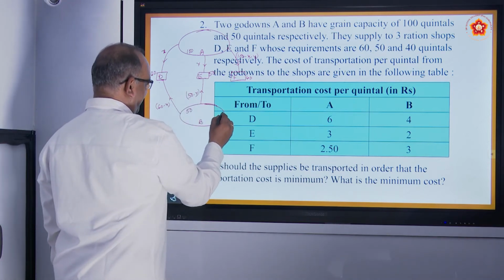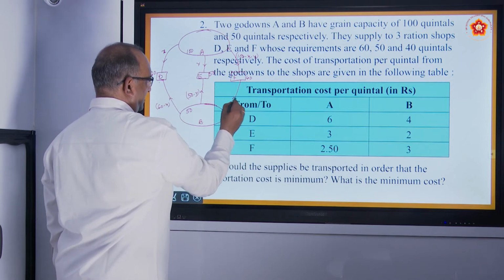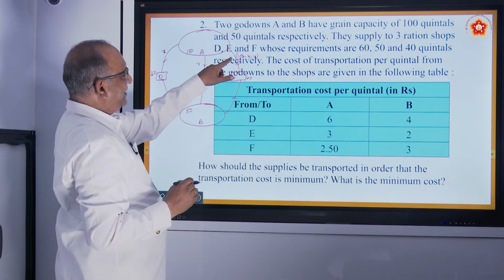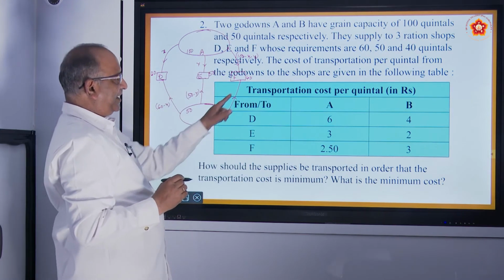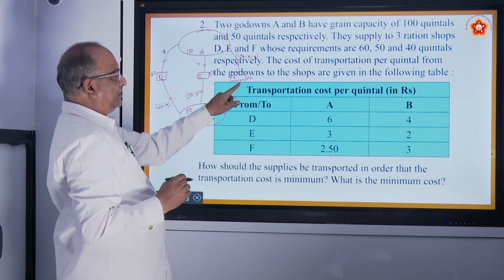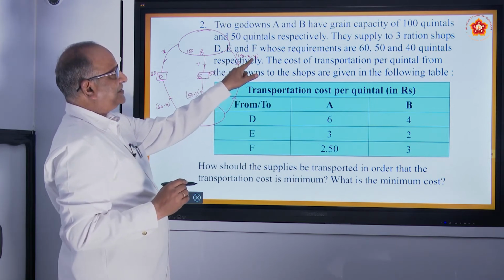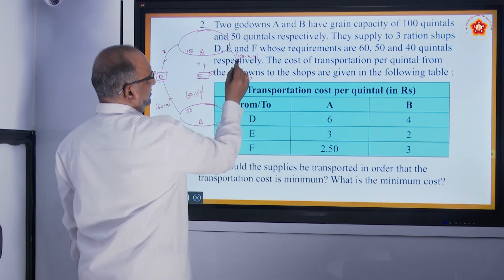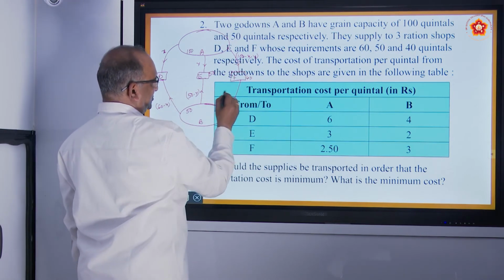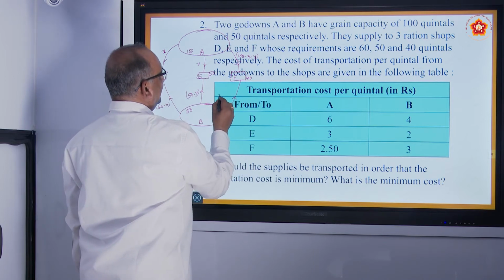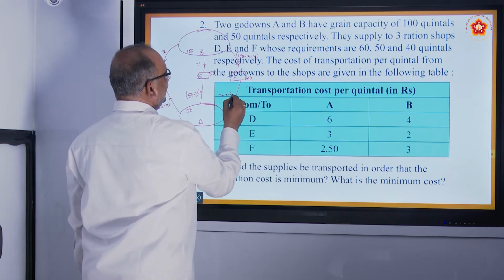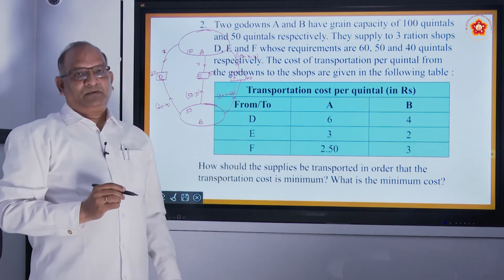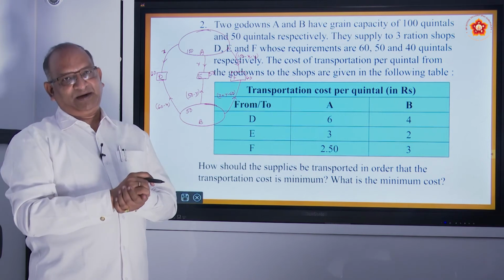Similarly to the third one, he has already collected 100 minus X minus Y. His requirement is only 40. So 40 minus (100 minus X minus Y). 40 minus 100 is minus 60. Minus X will become plus X. So here he will be getting X plus Y minus 60, so that their requirements are fulfilled.